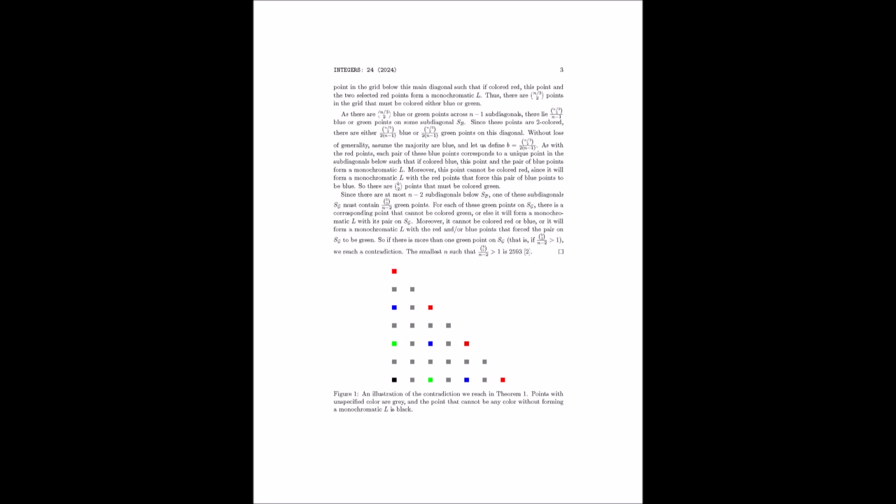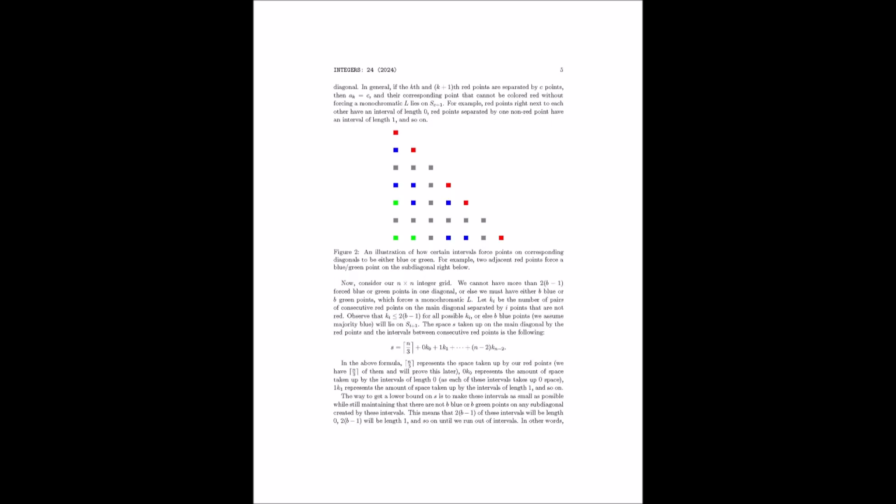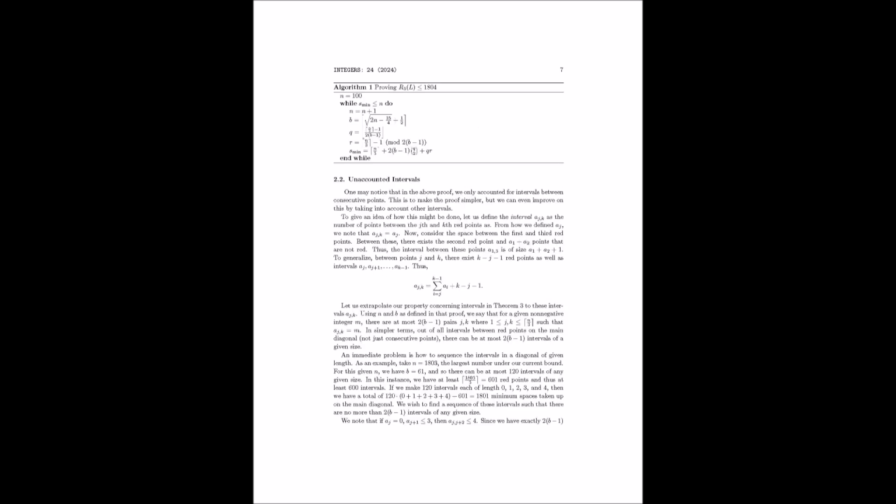Yes, and the key insight is that the lengths of these intervals directly influence the positioning of the forced blue and green points below the diagonal. Okay. Short intervals between red points force blue or green points on nearby subdiagonals, while longer intervals force them further down. So the intervals provide a sort of blueprint for where those forced points must lie. Precisely, and by meticulously analyzing the intervals, both those between consecutive red points and those skipping over some red points, they're able to deduce a more precise picture of the forced color distribution across the grid.